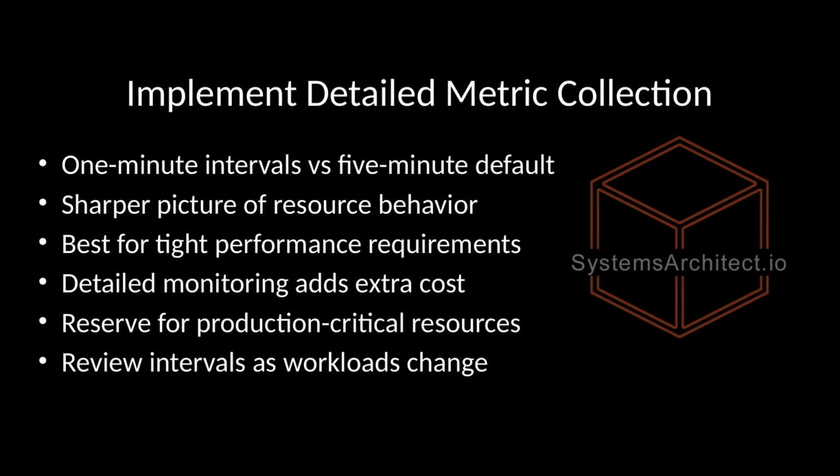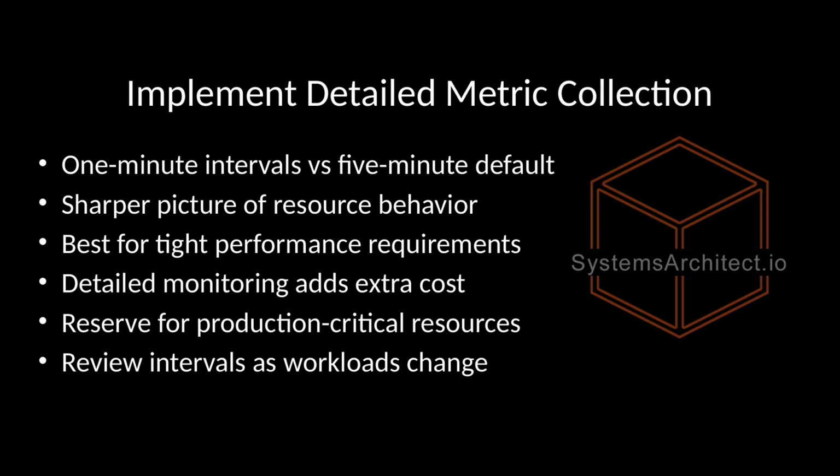This granularity matters most for services with tight performance requirements, like databases and auto-scaling groups that need to react quickly to demand spikes. A practical approach is to reserve detailed monitoring for production-critical resources and lean on standard monitoring elsewhere.